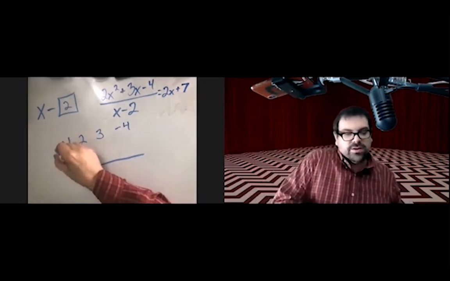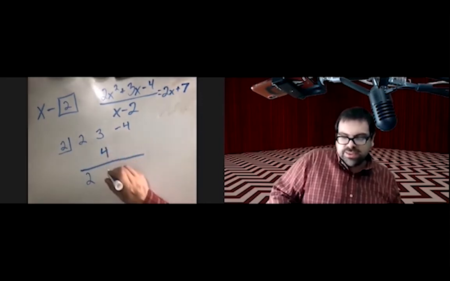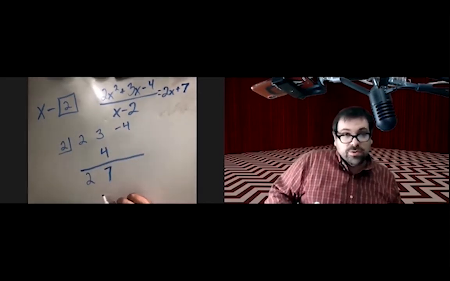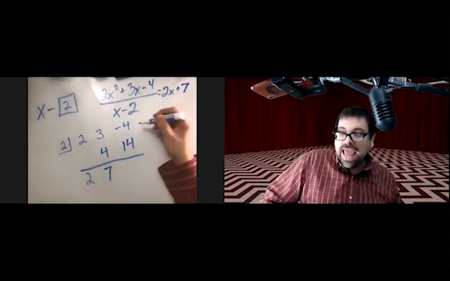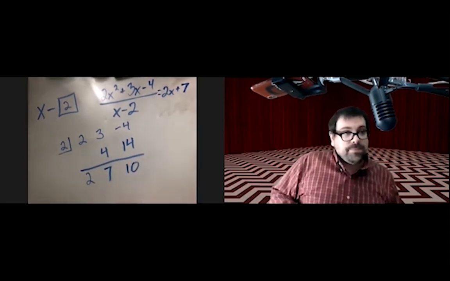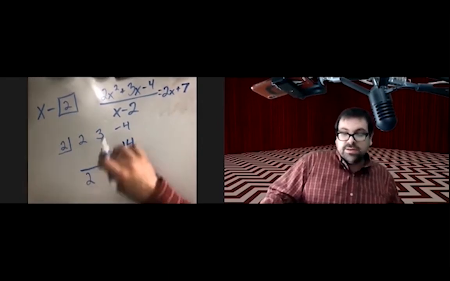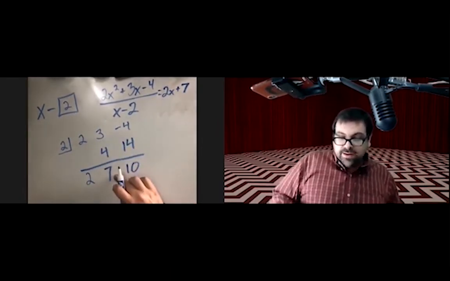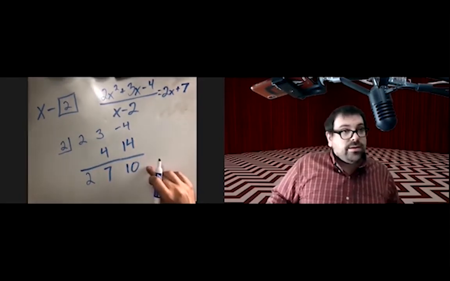We're going to start out here. 2 times 2 is 4. 3 plus 4 is 7. Multiply. 2 times 7 is 14. Add. Negative 4 plus 14 is 10. So I brought the first number down and then I multiplied and added. I multiplied and added.